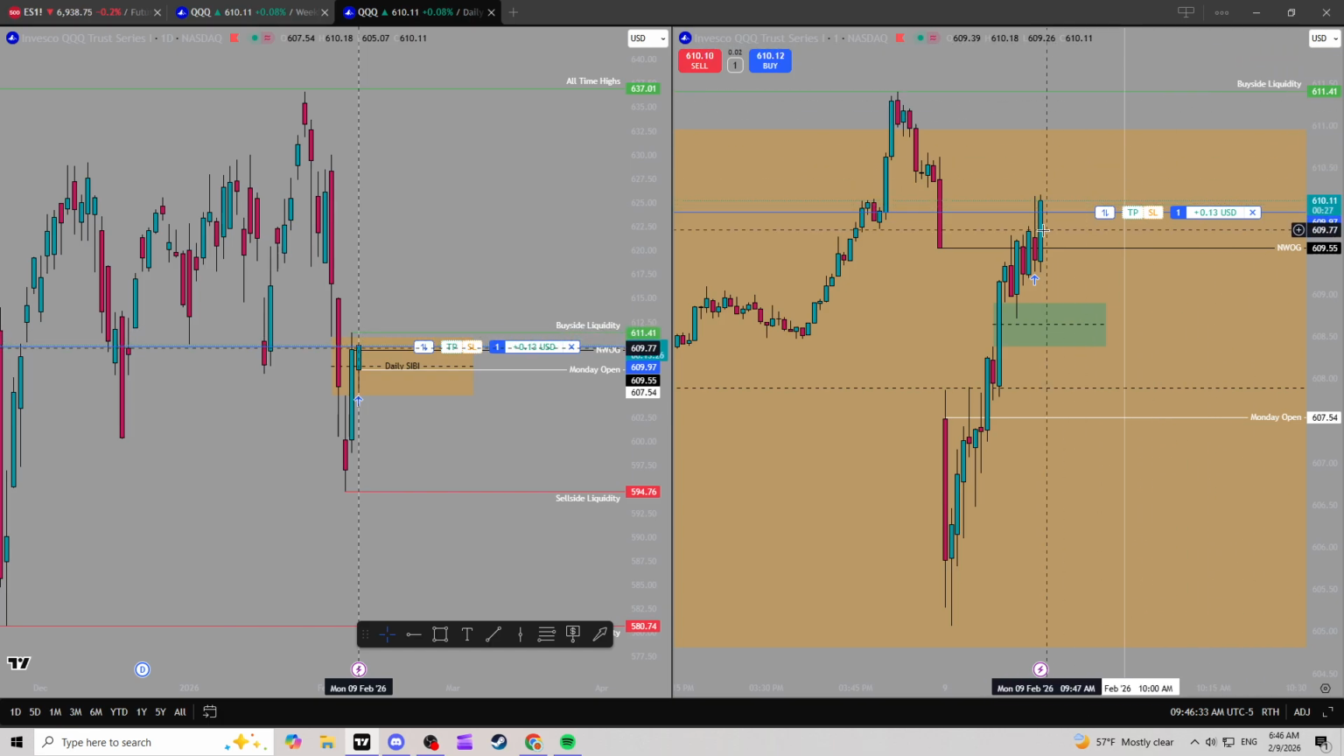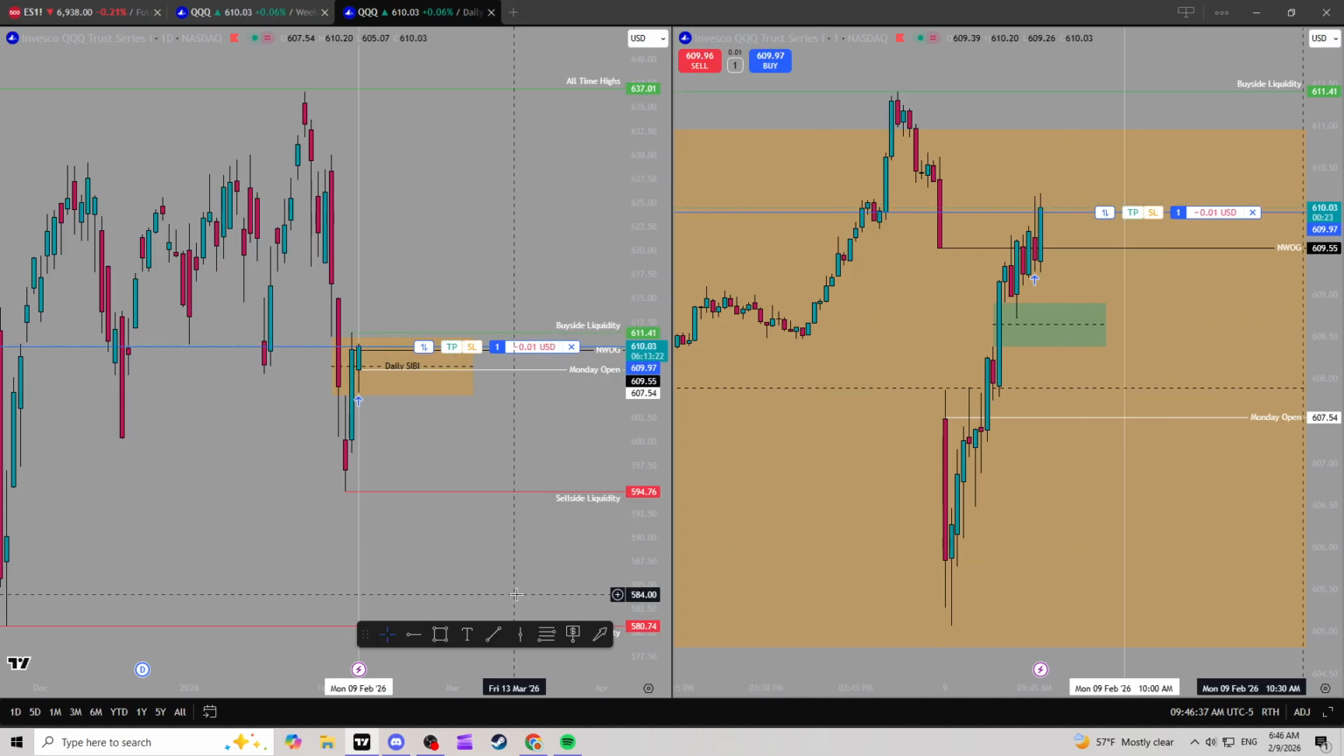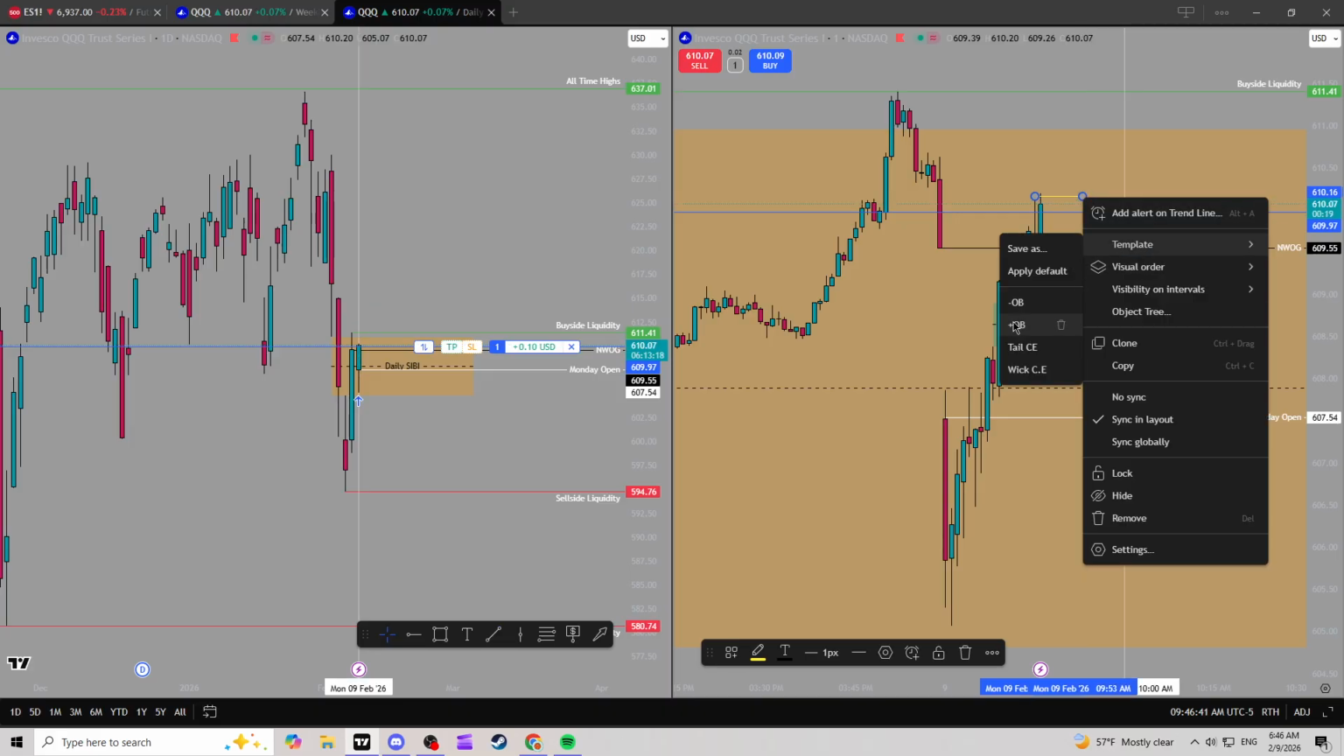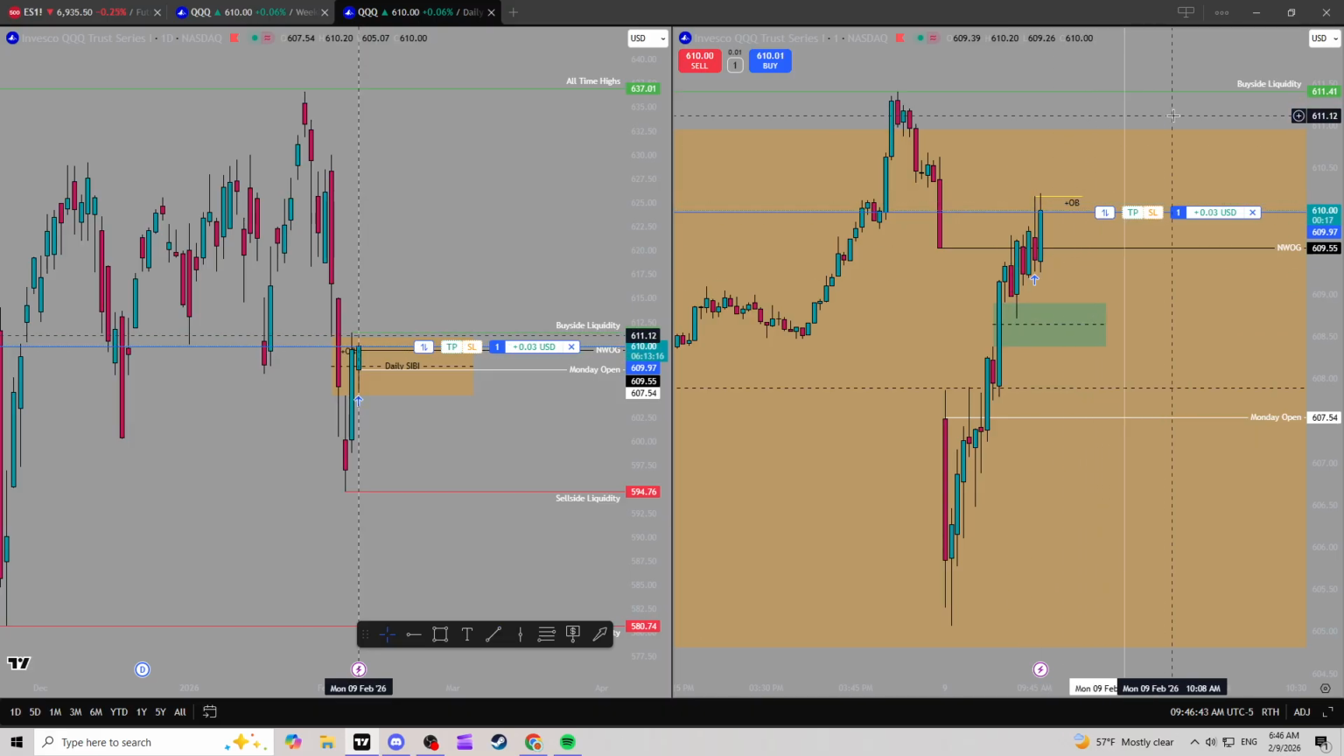This is a really good candle right here, by the way. If we close on top of that, that'd be golden. We have about 20 seconds left to do so. So I want to close right here above this line. Beautiful. Oh, whoa.